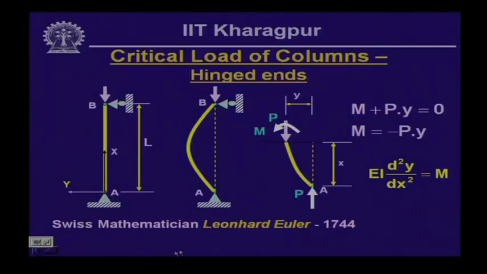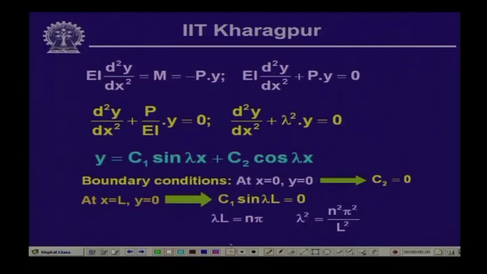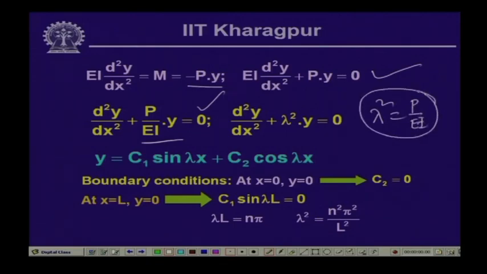Now, as we have seen, EI d2y/dx2 is equal to the moment, which is equal to minus P times y. Now, if we take this on the other side, we have EI d2y/dx2 plus P into y is equal to 0. Now, if we divide the whole equation by EI, we have d2y/dx2 plus P by EI times y is equal to 0. Now, we designate the P by EI term as lambda square. So, P by EI is equal to lambda square. So, this is d2y/dx2 plus lambda square y is equal to 0.